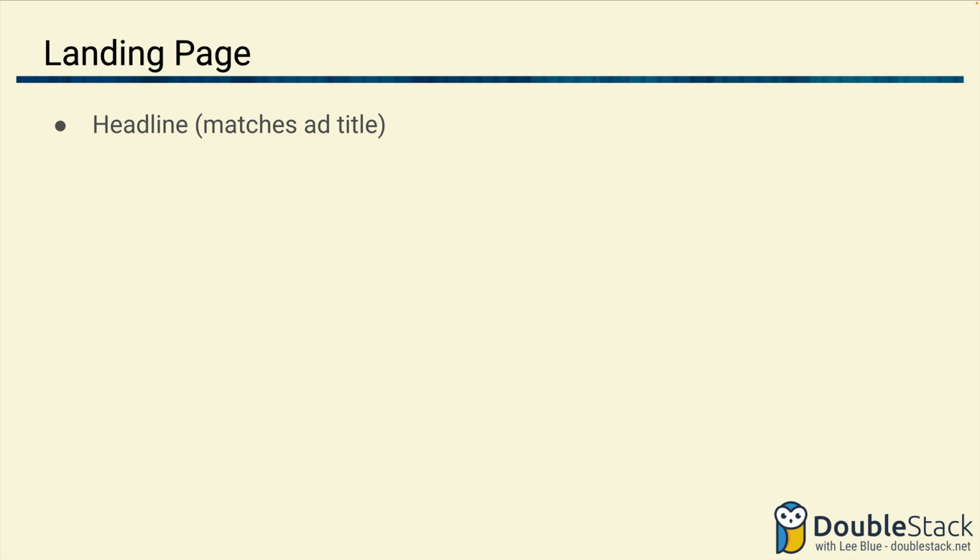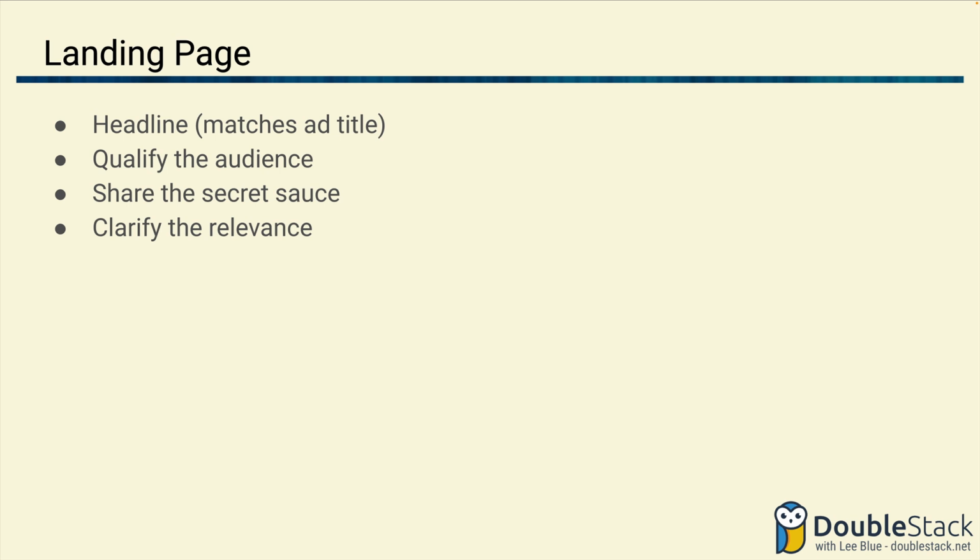And the landing page might be too bland or vague, kind of like we were just looking at the beginning at the landing pages that I didn't think would convert. So once we have the headline, then we're going to have something that qualifies the audience, and then we're going to share the secret sauce. What is it that we've got that's so cool, and then we're going to clarify the relevance of why the secret sauce actually helps and why it works, kind of underscore the importance. And then there's going to be the call to action.